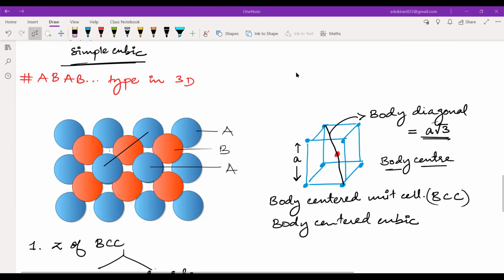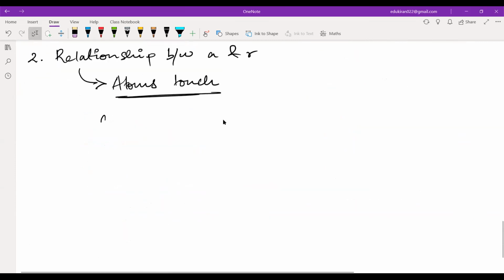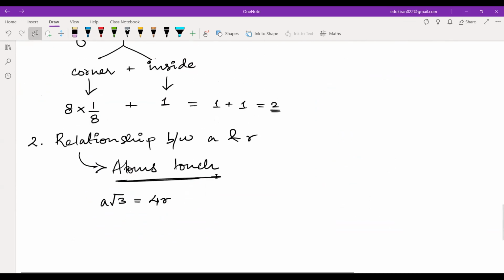This is A√3. That means this length that I have drawn here is A√3. And this length from here to here will be 1R, from here to here 2R, and then again here to here it will be R, right? Now we have the relationship between A and R: A√3 is equal to 4R. Please remember this. In body-centered cubic, A√3 is equal to 4R.